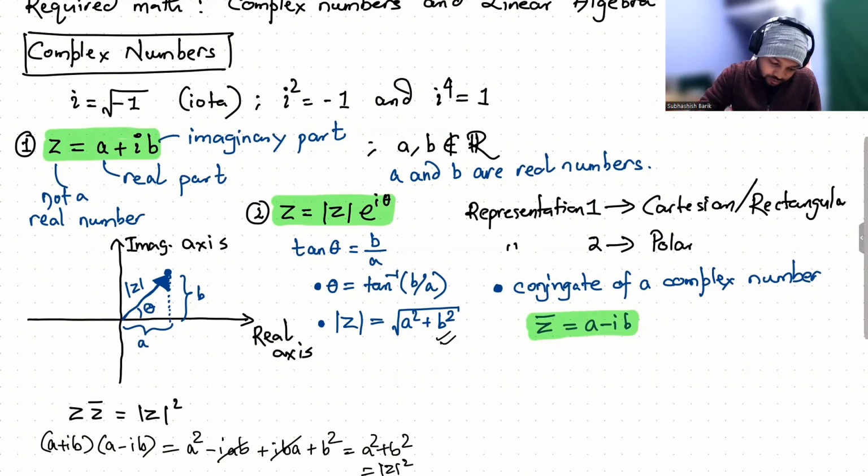Maybe I should also just highlight this here. So theta equals this, and c equals this. So this is also an important formula.